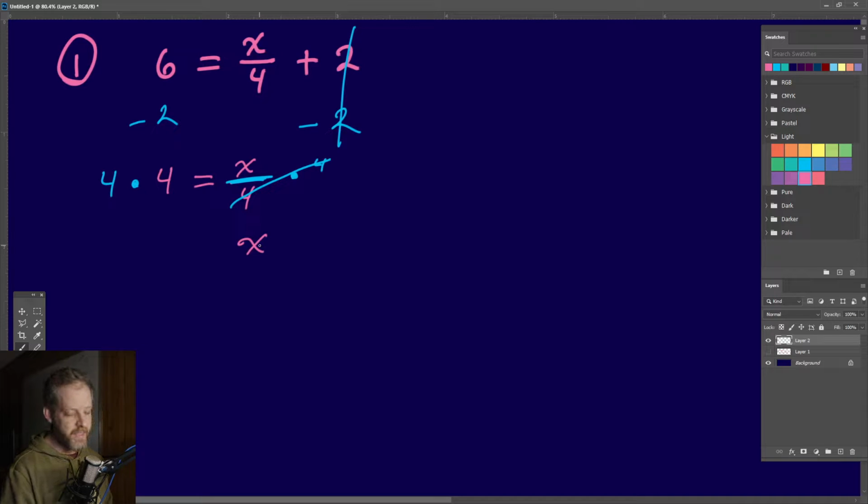Now, if it's bothering you that the x is over on the right side, that's okay. We are going to fix that in a minute, but we're not going to stress too much about it yet. Okay, so 4 times 4, of course, is 16.